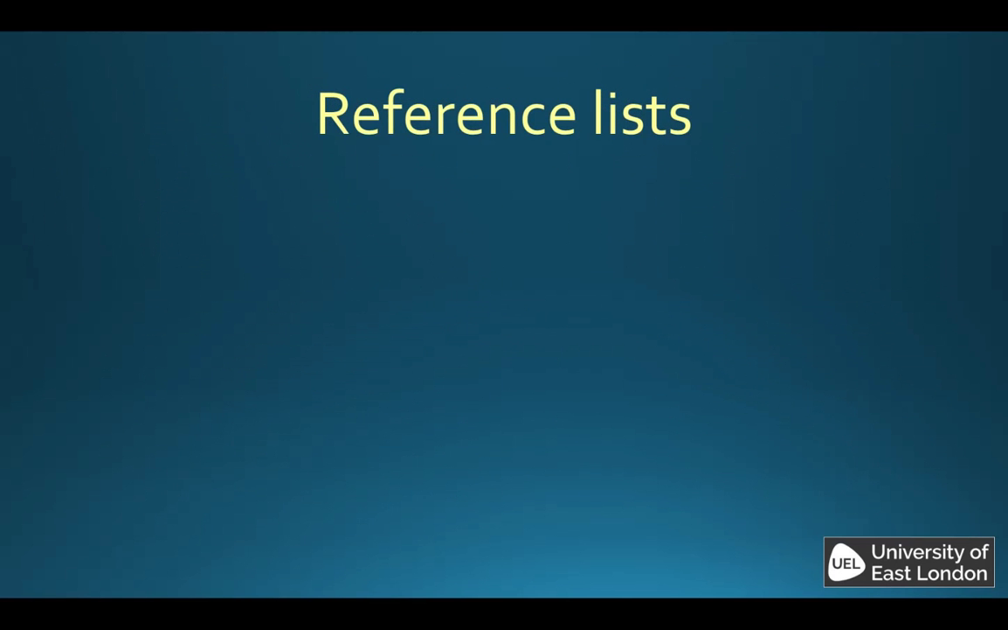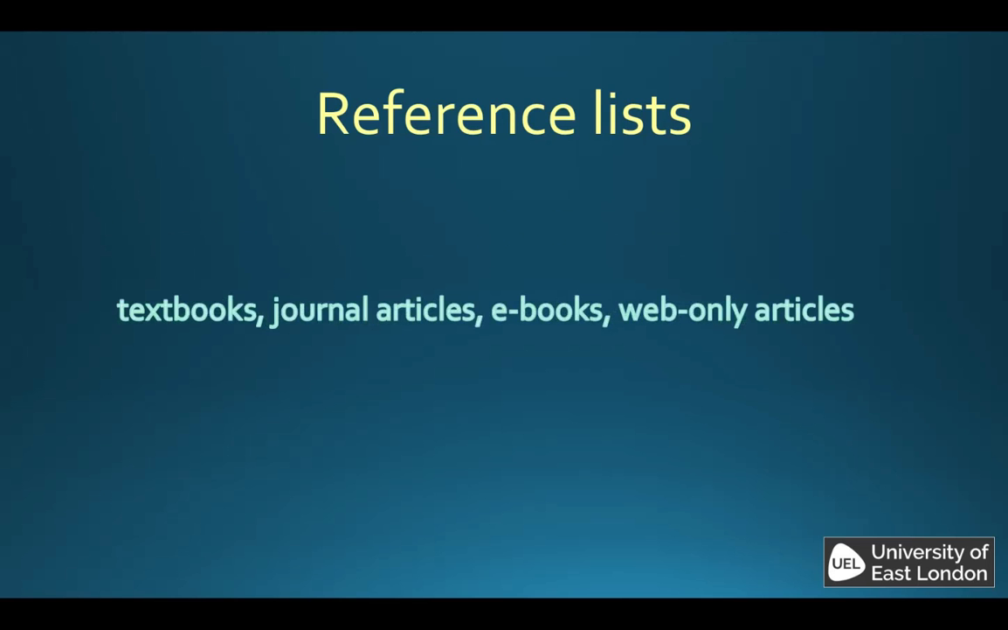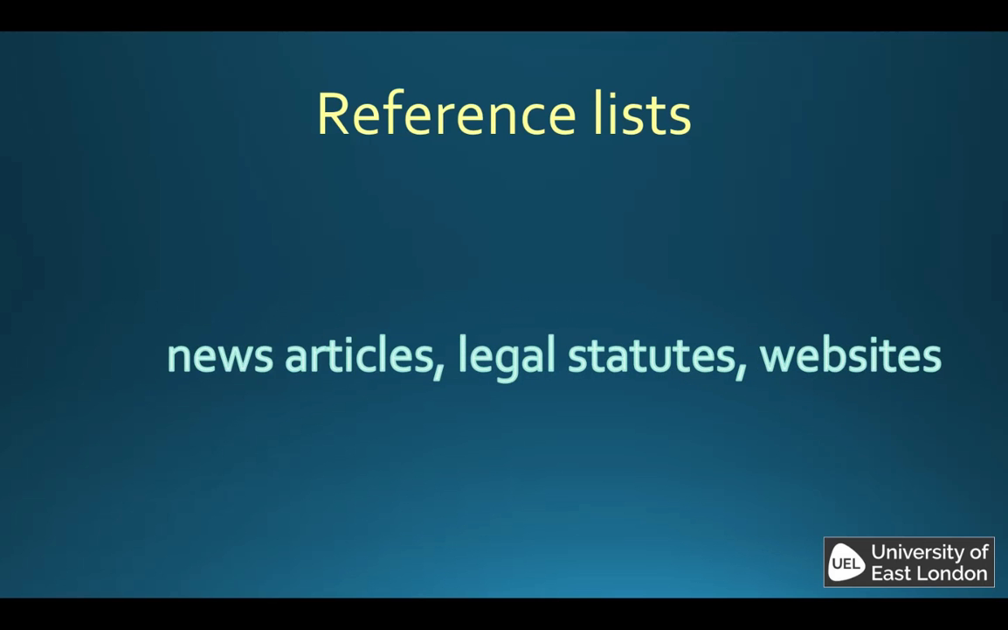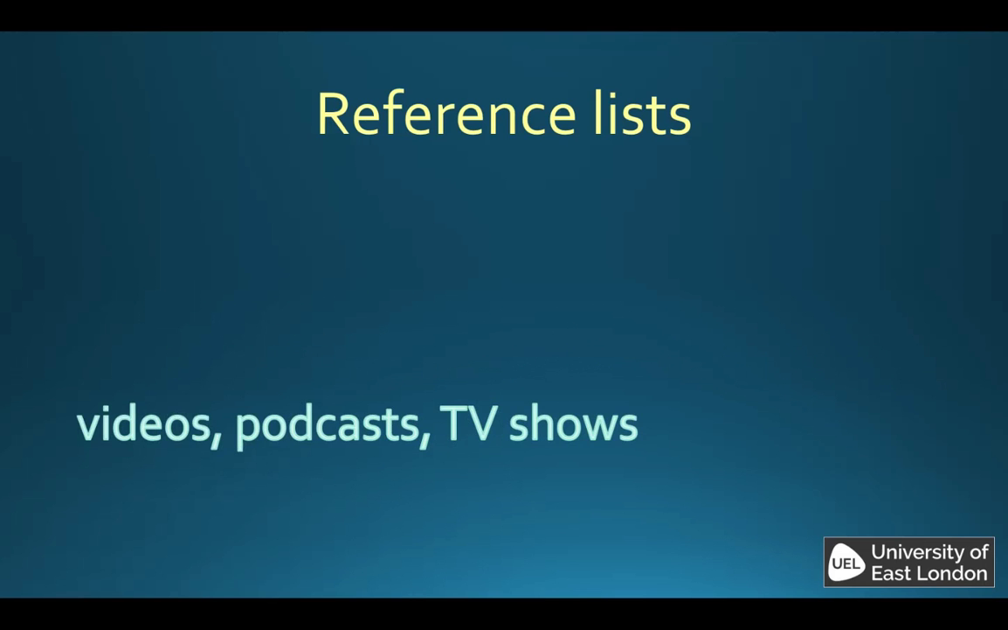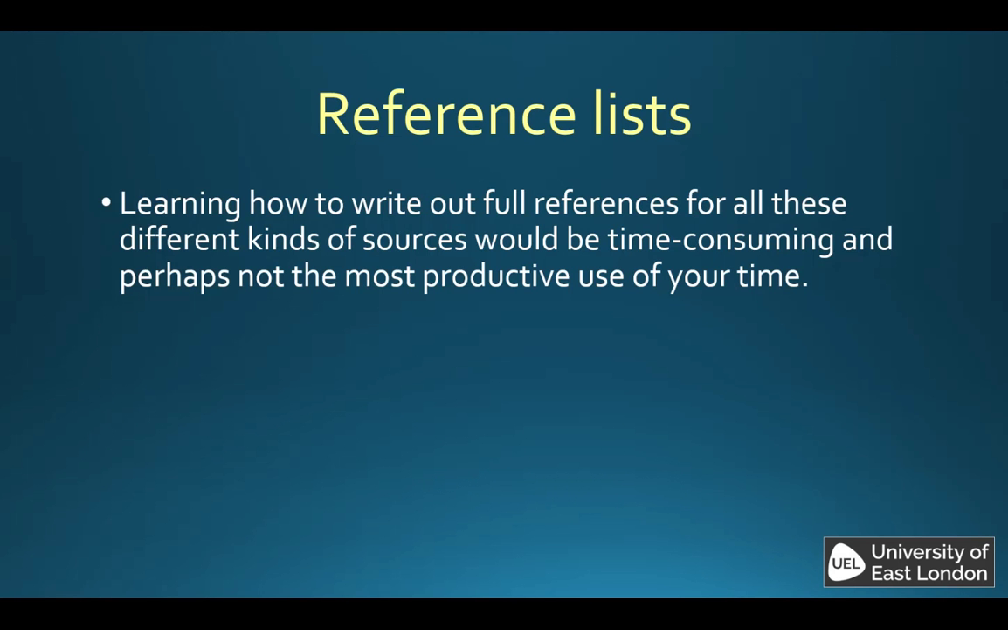What information is included in the references at the end of your assignments and how these are formatted all depends on the kind of source you have. There are textbooks, journal articles, e-books, web-only articles, news articles, legal statutes, websites, and nowadays videos, podcasts, TV shows, and social media such as tweets or blogs. The list is almost limitless. This means that actually learning and memorizing how to write out full references for all these different kinds of sources would be a mammoth task, and perhaps not the most productive use of your time.